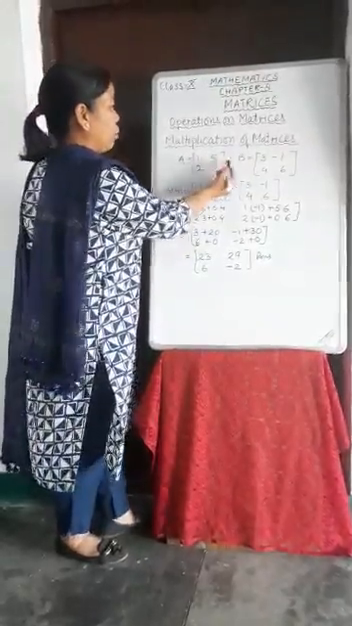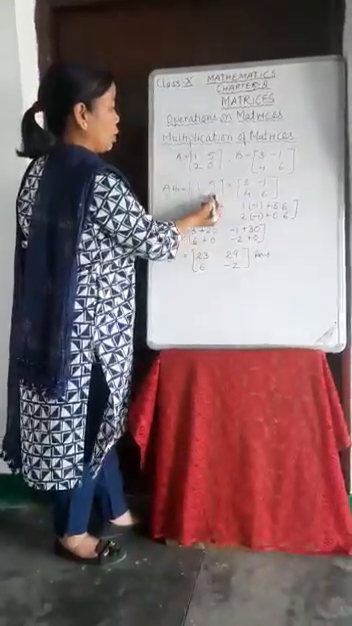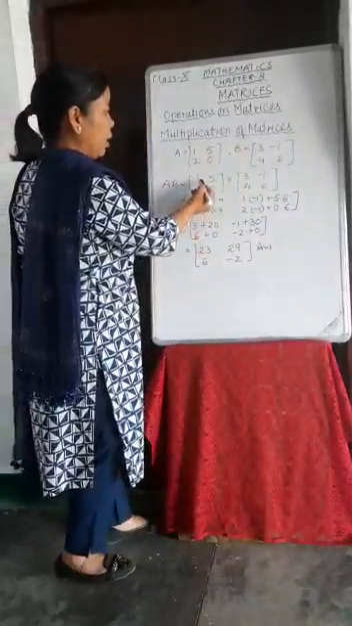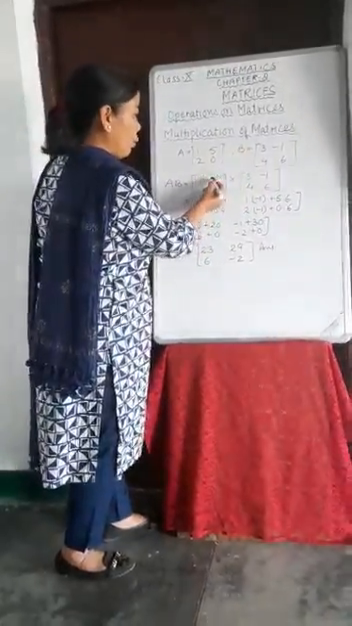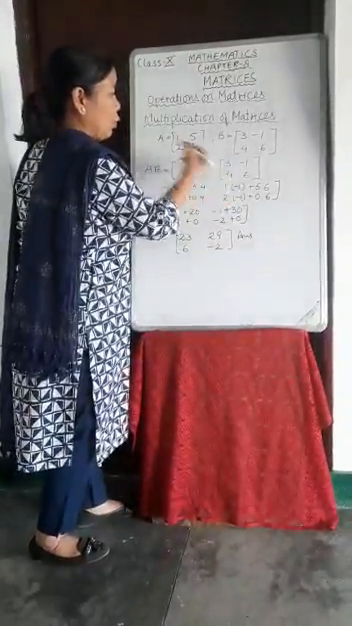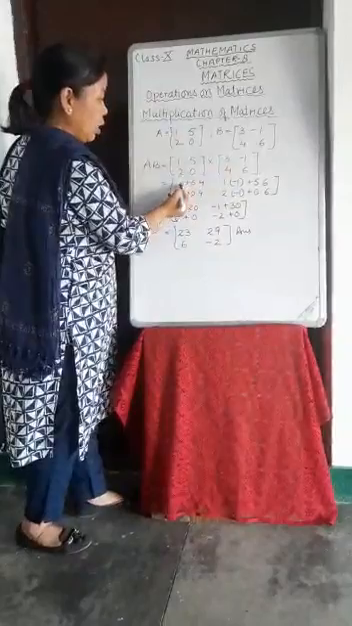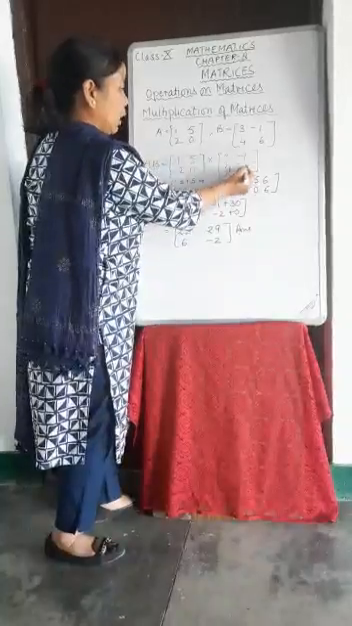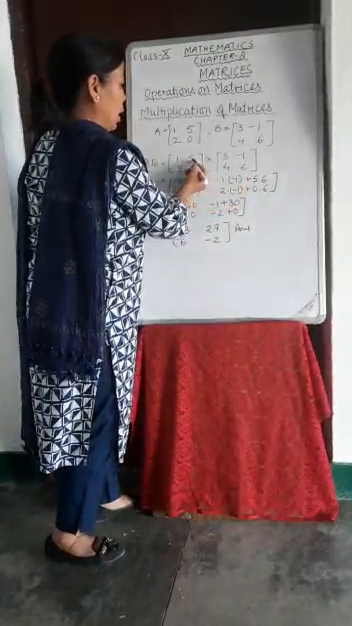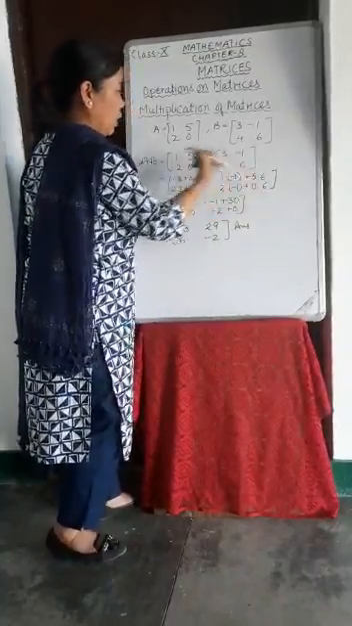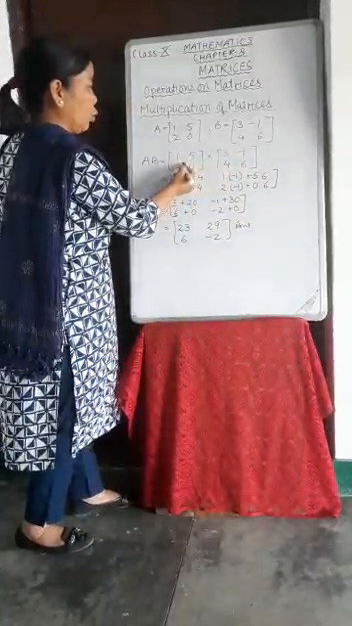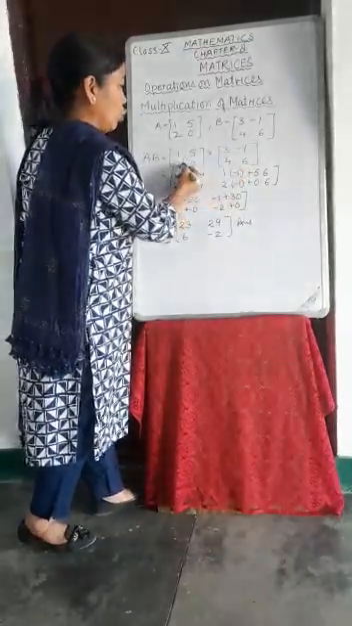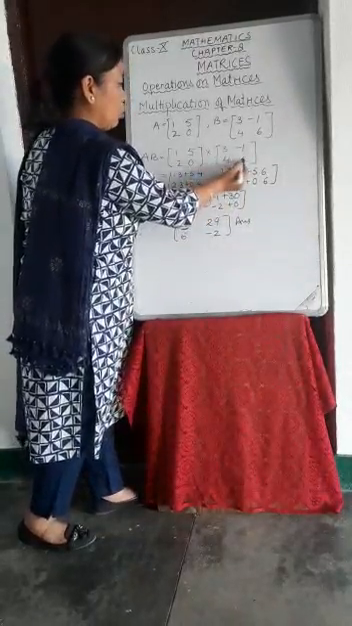Now how will you multiply A and B? A has the elements 1, 5, 2 and 0 and B has the elements 3, minus 1, 4 and 6. So how will you multiply? You will take the first row from the first matrix and the first column from the second one. So 1 into 3 plus 5 into 4. Then first row second column, 1 into minus 1 plus 5 into 6. Then second row first column, 2 into 3 plus 0 into 4. Then second row second column, 2 into minus 1 plus 0 into 6.